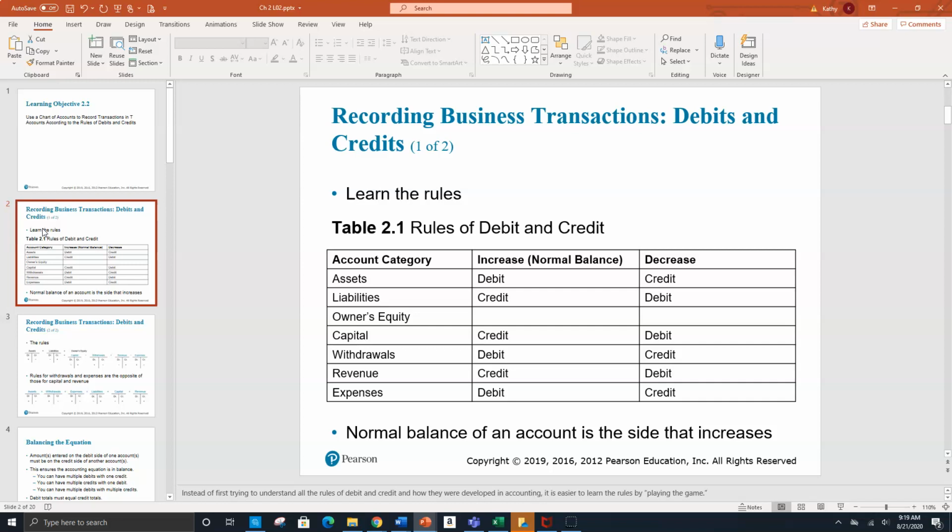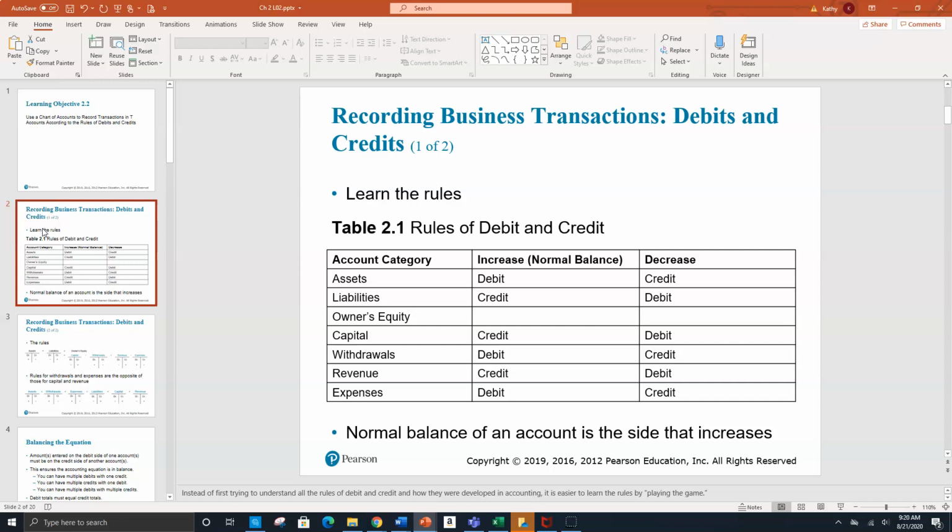Okay, but liabilities are treated in an opposite manner. Because liabilities, if we want to increase a liability, we would debit it. If we want to decrease a liability, we would credit it. Or I'm sorry, I said that backwards. If we want to increase a liability, we will credit it. If we want to decrease a liability, we will debit it.